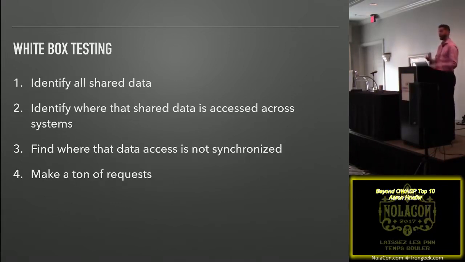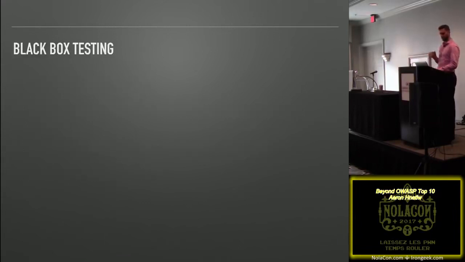If you have source code, you can easily identify where these spots are. But if you don't have the source code, it's often more difficult to test for these things. So that's where we get to black box testing. Black box testing means you don't have the source code and you're basically coming at it from an external attacker's perspective.